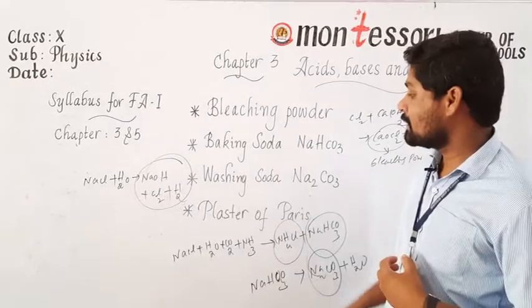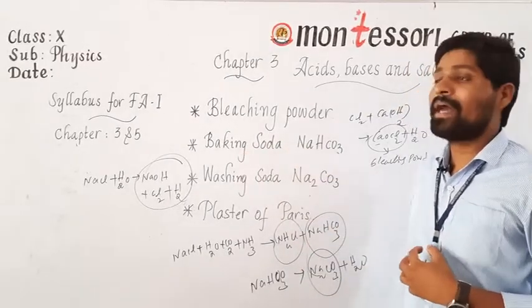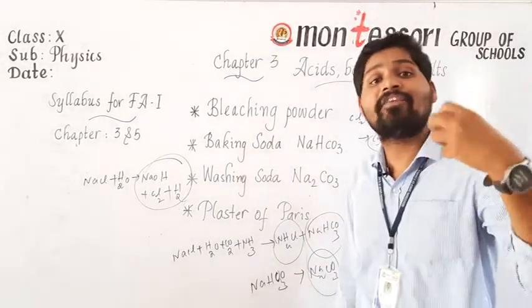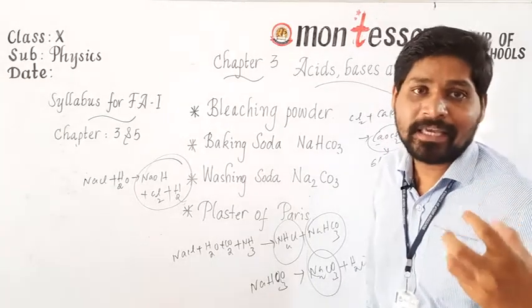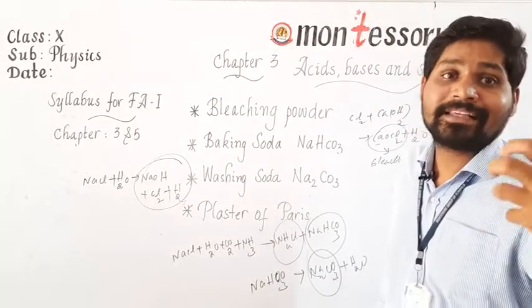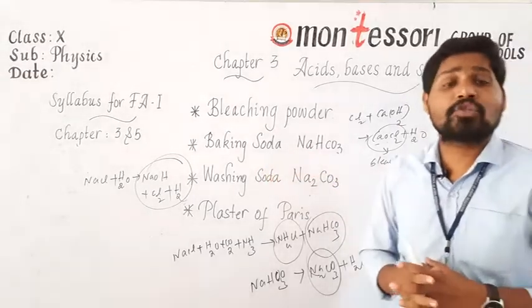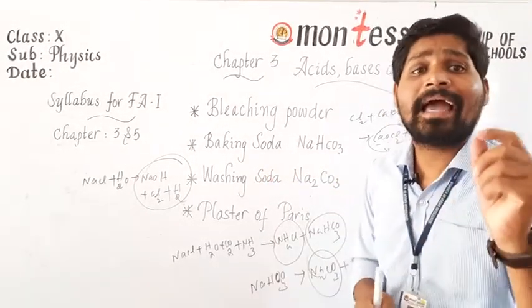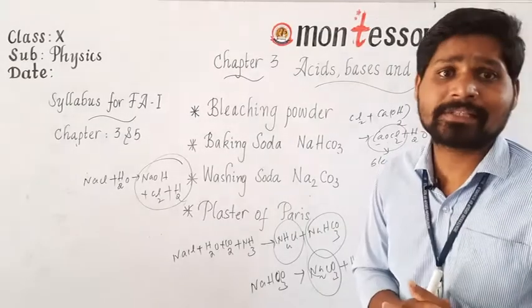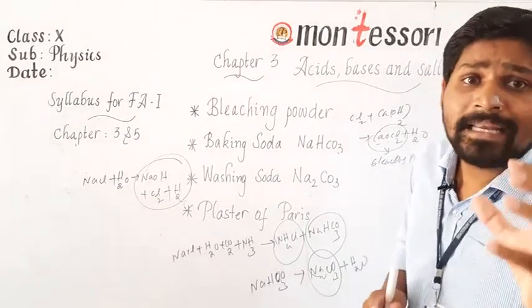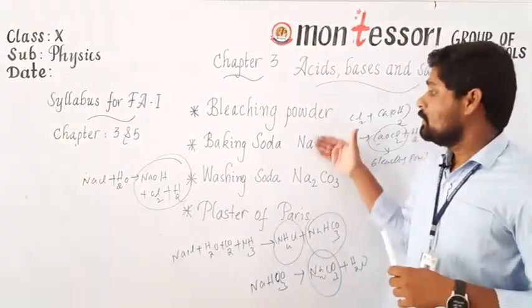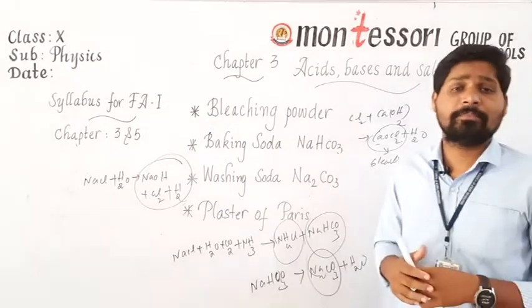The next one is we can use this baking soda as a soda acid fire extinguisher. And the last one is this baking soda also acts as a mild antiseptic. So these are the uses of this baking soda.